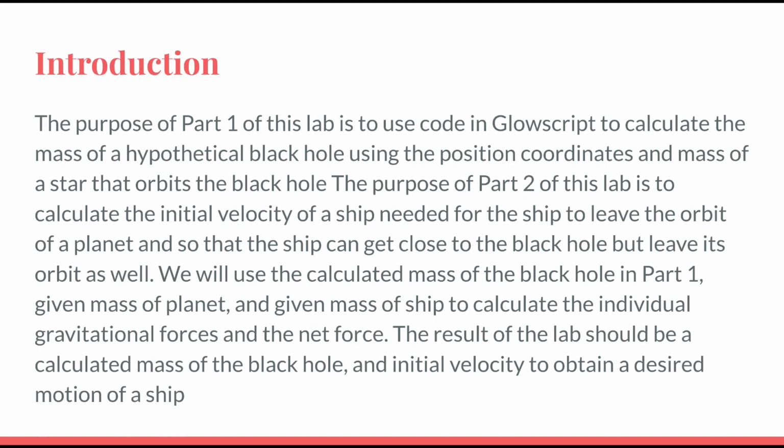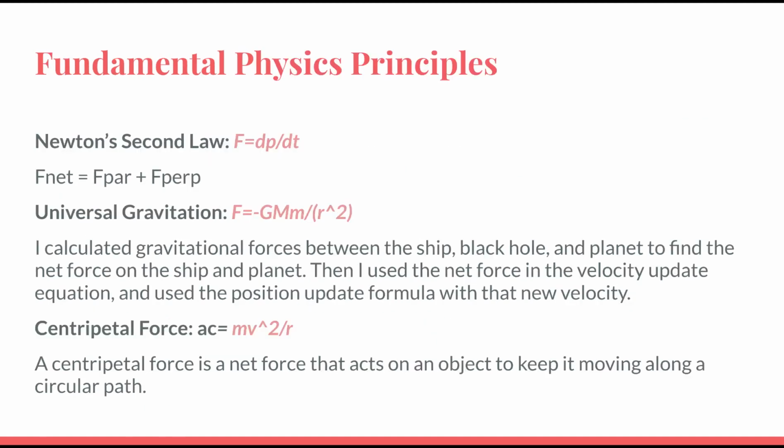We will use the calculated mass of the black hole in Part 1 and the given mass of the planet and the given mass of the ship to calculate the individual gravitational forces and the net force. The result of this lab should be a calculated mass of the black hole and the initial velocity to obtain a desired motion of the ship.